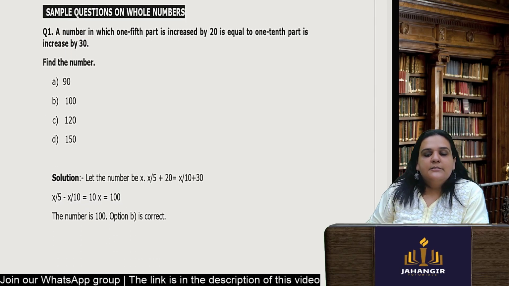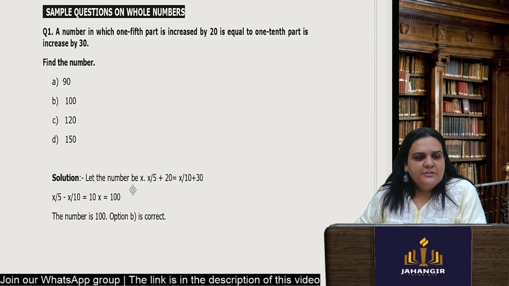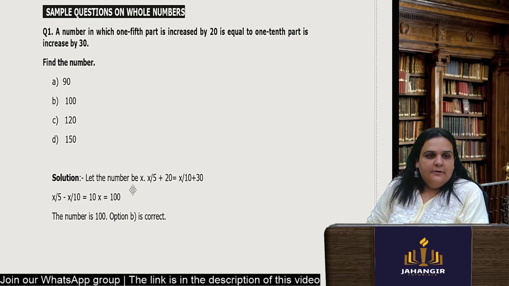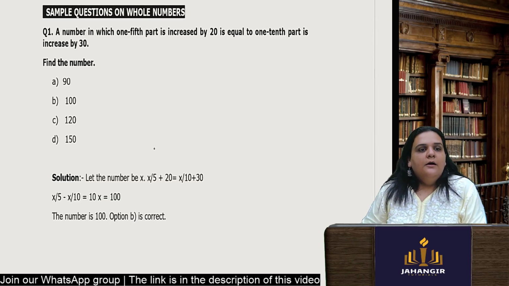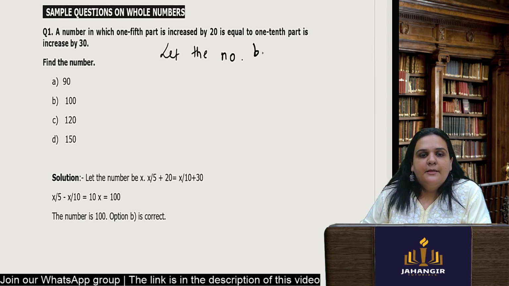Now there are certain example questions. I will solve 1, 2 and then the rest you all can do. It's not very difficult. I have solved this also over here. A number in which 1/5 part is increased by 20 is equal to 1/10 part increased by 30. Find the number. I will explain the question. Let the number be x.